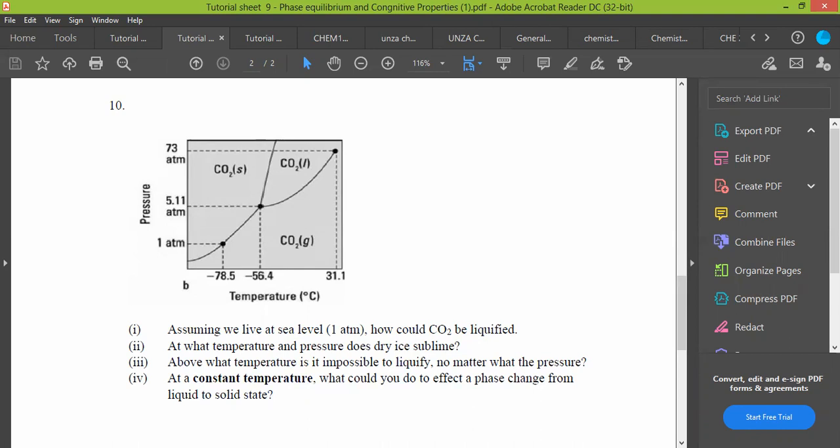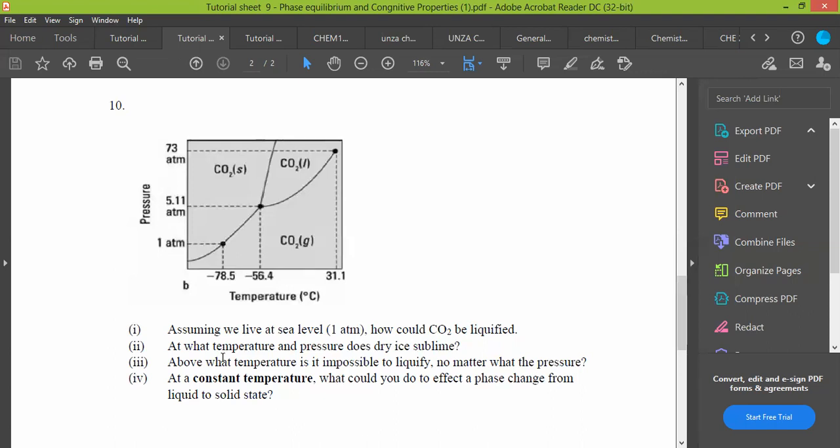At what temperature and pressure does dry ice sublime? They want us to give the temperature and pressure at which solid carbon dioxide goes into gaseous carbon dioxide. They've given us this here: 1 atmosphere, negative 78.5 degrees Celsius. At this particular pressure and temperature, solid carbon dioxide sublimes. So just get this: 1 atmosphere and negative 78.5 degrees Celsius, carbon dioxide will sublime.